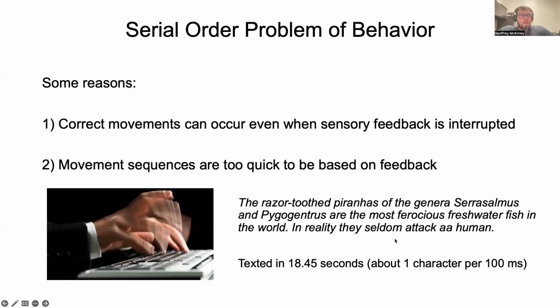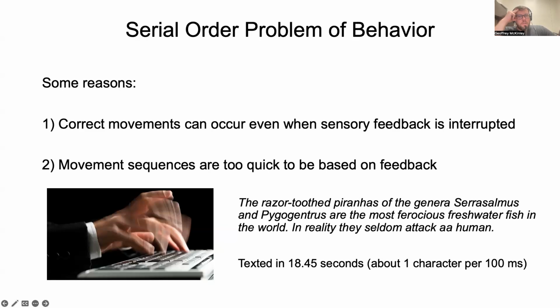So I'm not going to read it because I can't, but here you can see that it's pretty complicated two sentences. It's pretty complicated and hard to type. And you can see that it was texted in 18.45 seconds. This is about one character per 100 milliseconds.